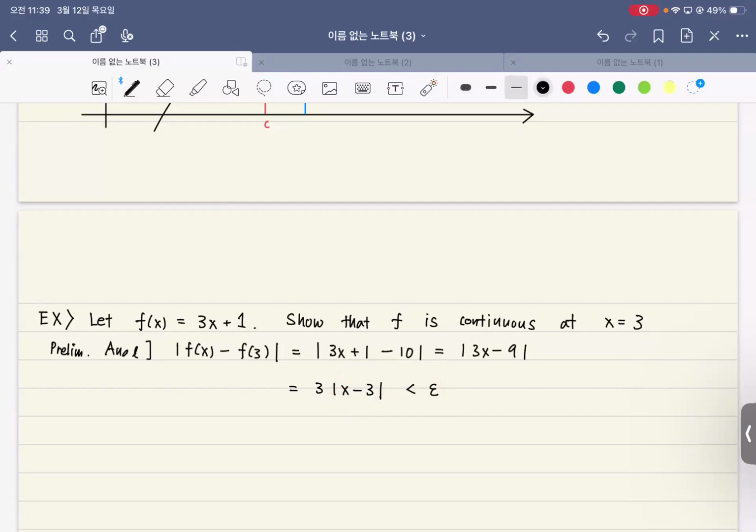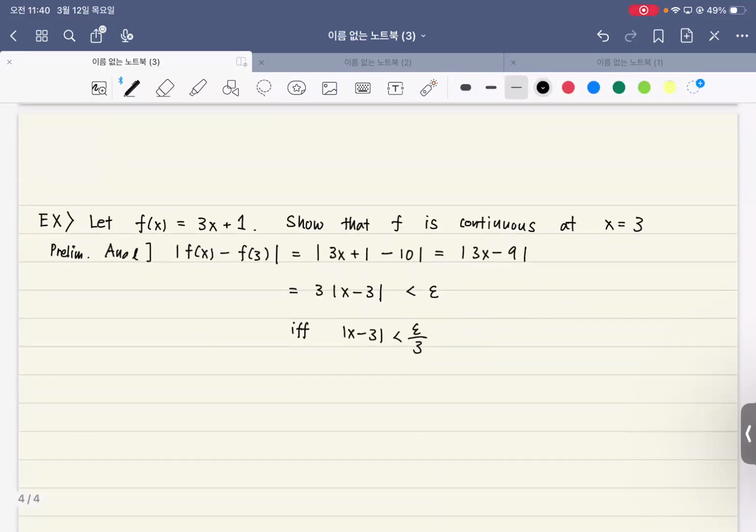I guess this guy is less than epsilon if and only if the absolute value of x minus 3 is less than epsilon over 3, right? Aha. Now, this gives me an idea what my delta would be. So that means, if my delta is less than this number, then I'm pretty sure that f of x minus f of 3 is less than epsilon. Okay, so this is the proof.